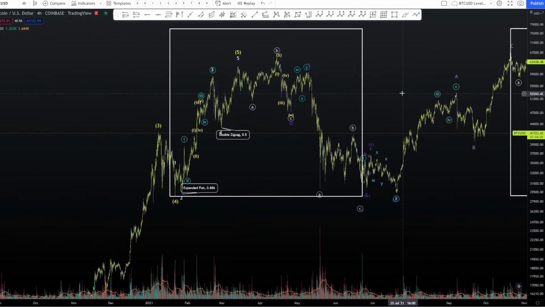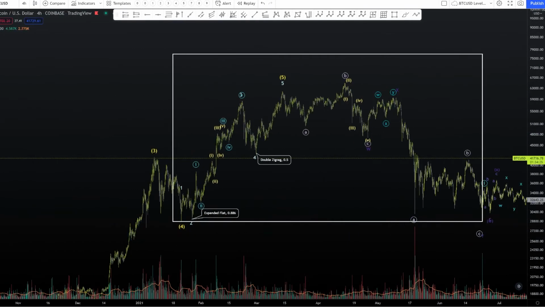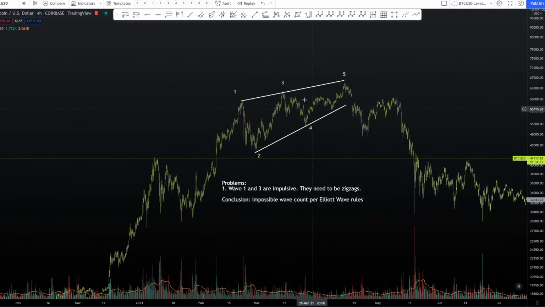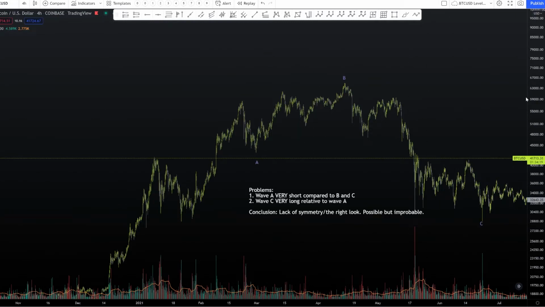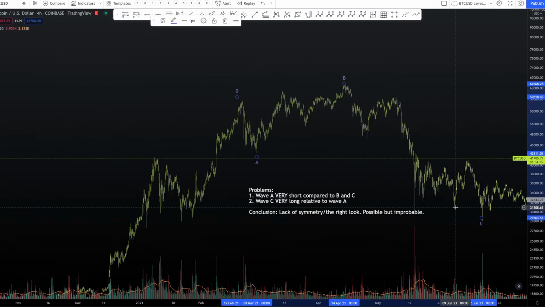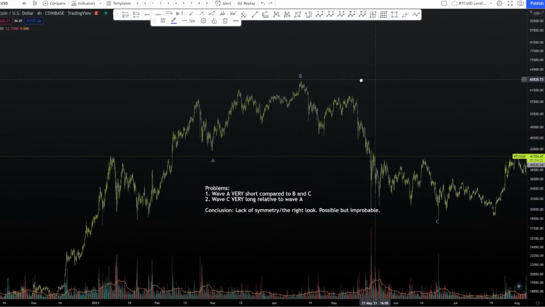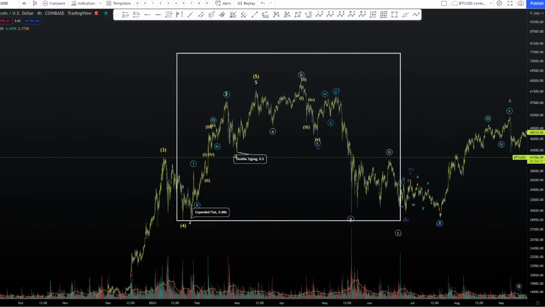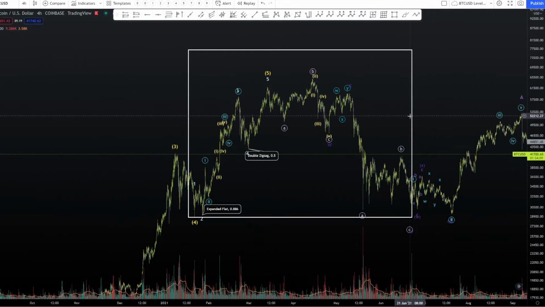That makes a lot more sense to me than saying this is an ending diagonal as shown, for the reasons listed down here. And also it makes more sense than saying the wave A started here, as opposed to here, and this is some sort of massive wave C. This count gives us the right look and it offers much better symmetry than those previous two counts that I showed you guys.